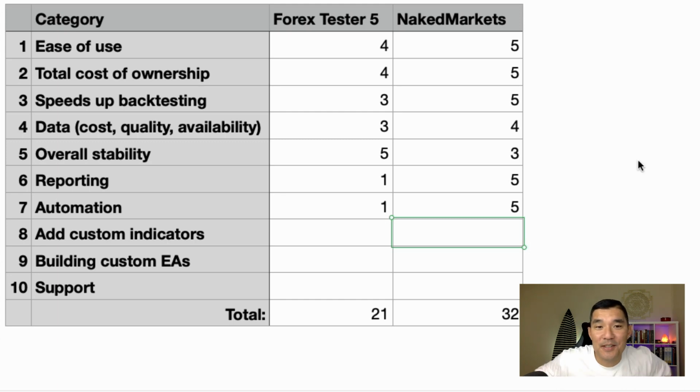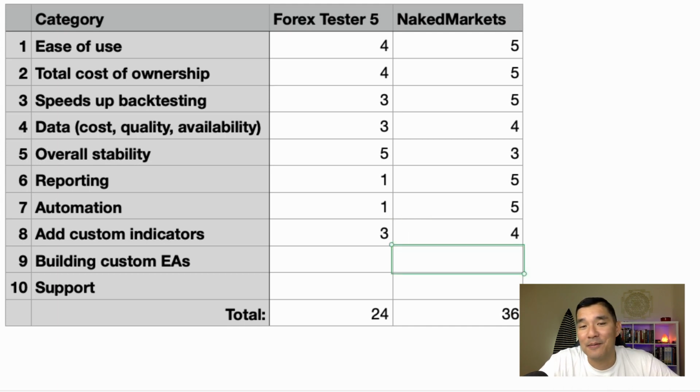So when it comes to adding custom indicators in each of the software, I'm going to give Forex Tester 5 a 3 because it is possible, but in my experience, it only works about 50% of the time. For Naked Markets, I'm going to give it a slight edge because you can code your own indicators and they do have documentation on that. And they will help you convert some of your MetaTrader indicators into Naked Markets format. So that's a slight advantage for Naked Markets, but I think both solutions could be improved. And I'm really excited to see what Naked Markets is going to come out with next.